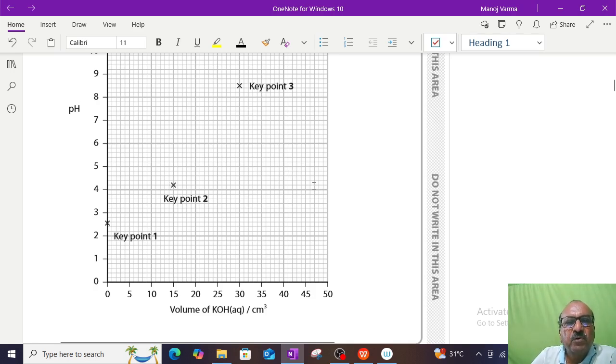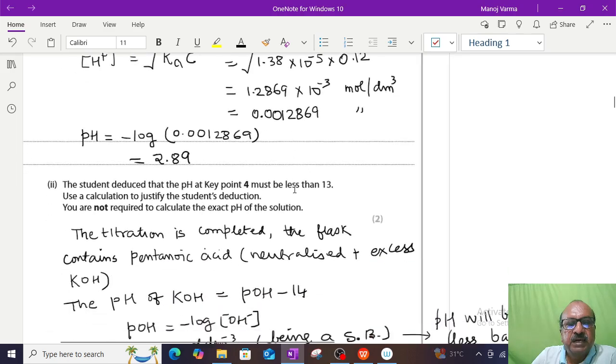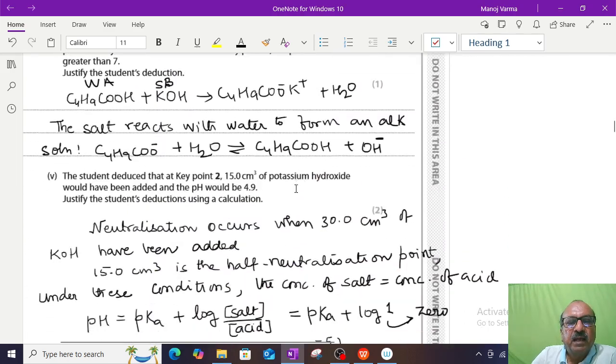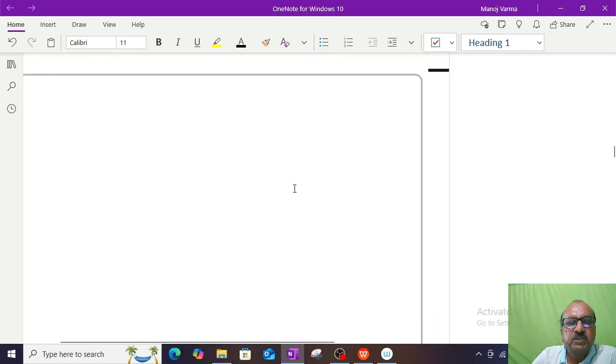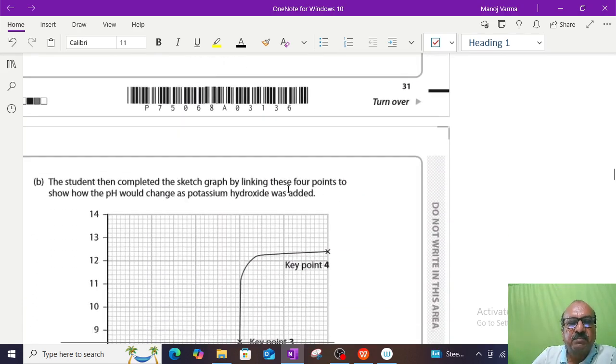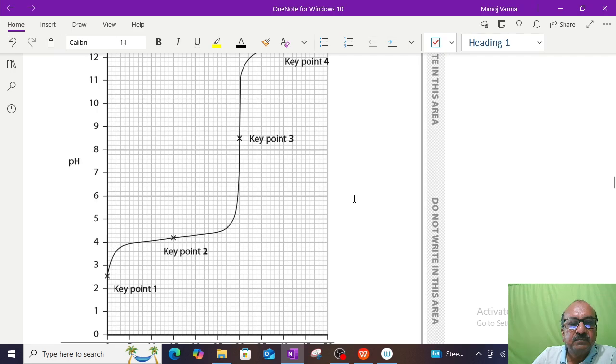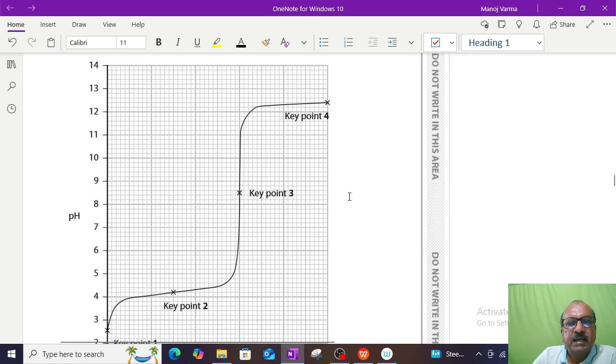So these are the 4 key points in this graph, which can be then joined together to get a smooth curve which would look something like this. So thanks for watching this video, and hope you understood the key points in the titration of weak acid with a strong base and the pH values at these 4 key points.